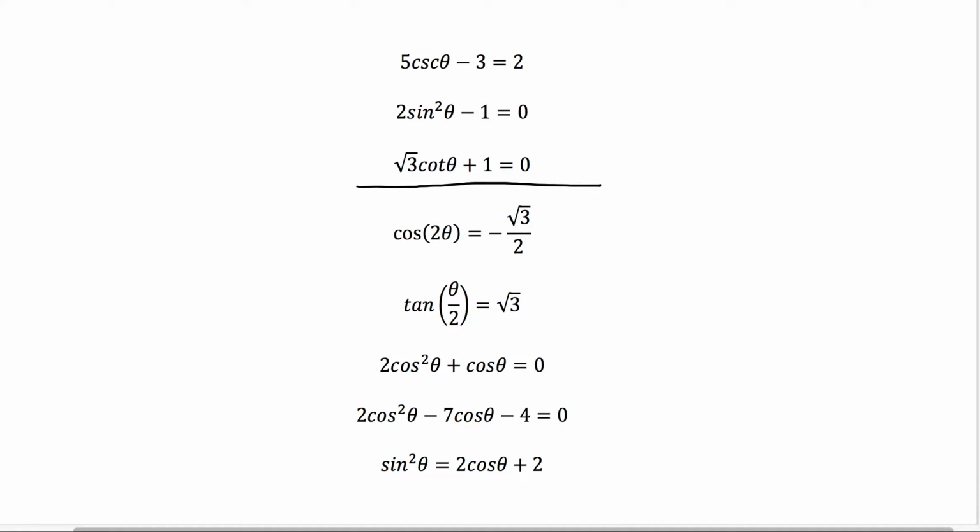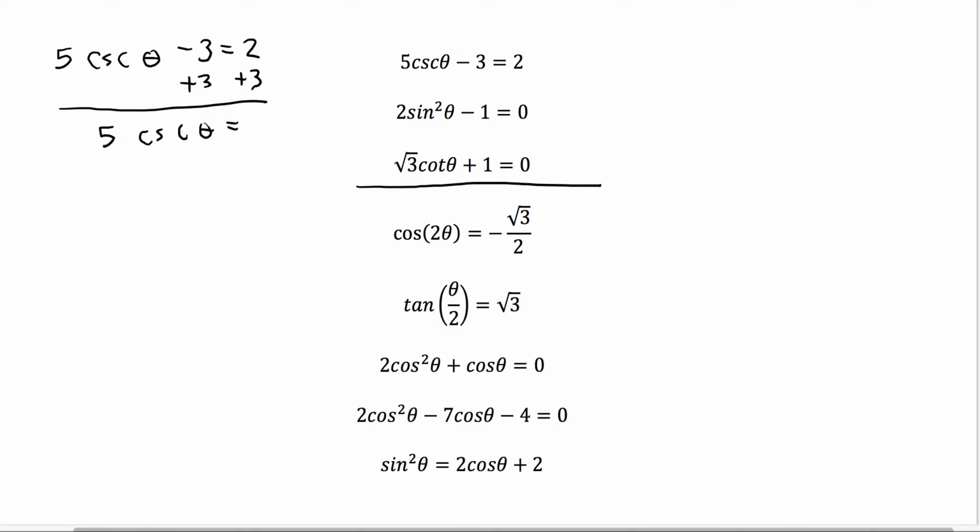For the first one, I would take 5 cosecant theta minus 3 is equal to 2. I would add 3 to both sides. So that's going to give me 5 cosecant theta is equal to 5. And then I'm going to divide both sides by 5. So I get cosecant theta is equal to 1. And then I need to determine where that happens. More than likely I'm going to need my cosecant graph to answer that question.